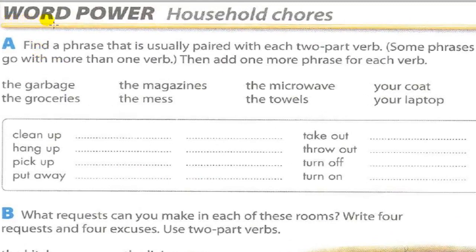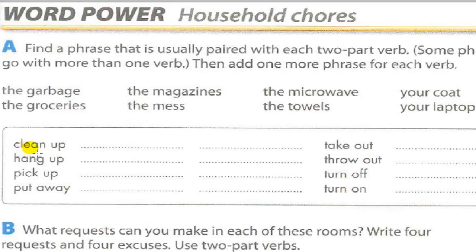Exercise 5. Word power. Household chores. Find a phrase that's usually paired with each two-part verb. Some phrases go with more than one verb. Then add one more phrase for each verb. So here we have different words, and we could write these words here with these verbs. More than one answer is possible.